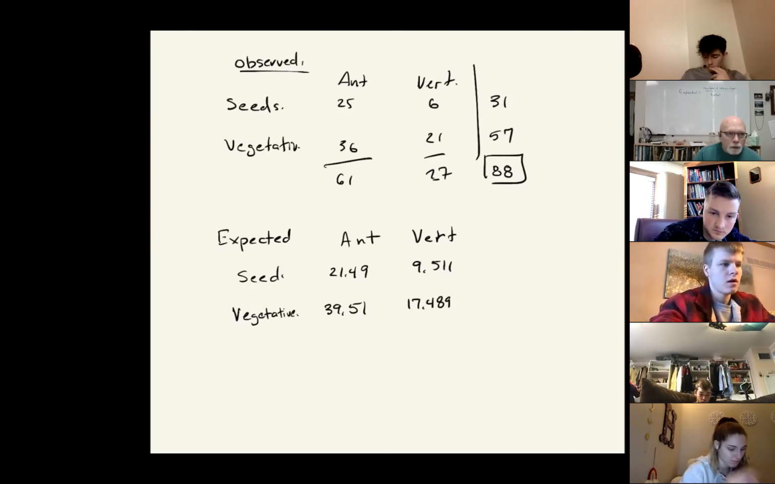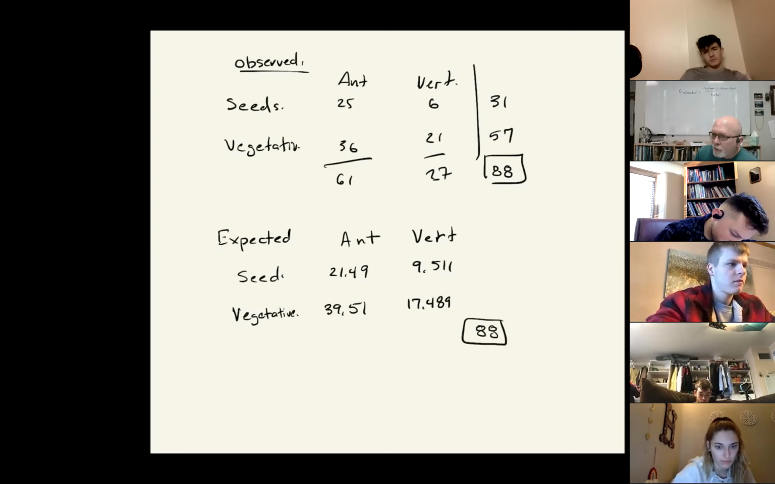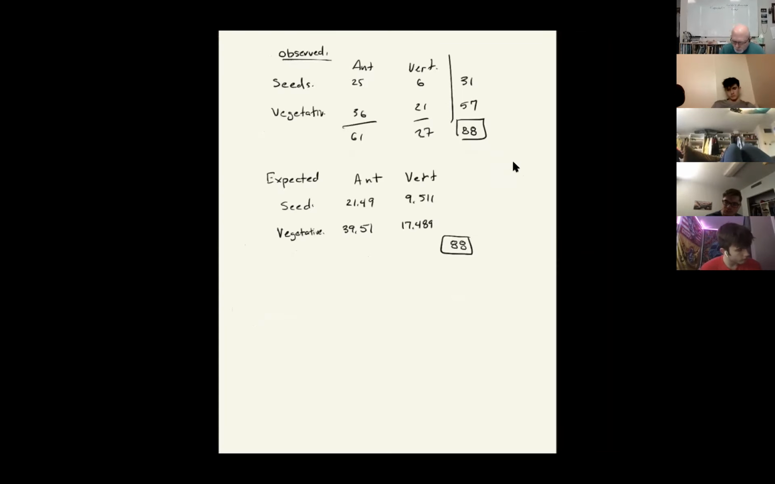So if we add all these up, we take 21.49 plus 9.511 plus 39.51 plus 17.489. That should all equal 88. So that sums to 88. So remember, in all of these calculations, you can always double check your figures by basically making sure that the expected values add up to the same total that the observed values add up to. So now at this point, all we have to do at this particular juncture is we need to calculate what the chi-square value is.